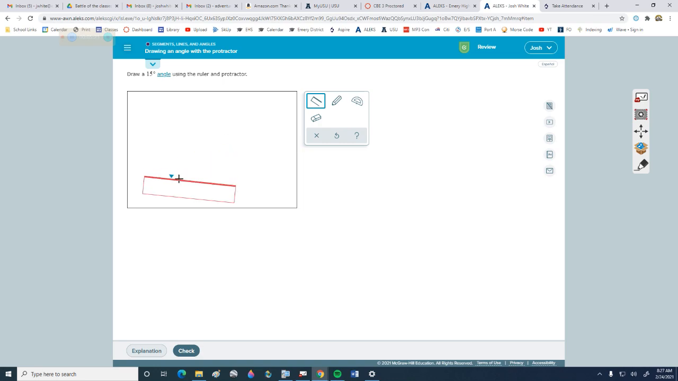I'm not very good at these tools, if you can't tell. Alright, so there's my line. I need to put a point on the line to set my protractor. Set my protractor there, and then I'm going to rotate 15 degrees. So look right here. That would be 15 degrees. So I set that, and then I can use this straight edge to draw my angle.